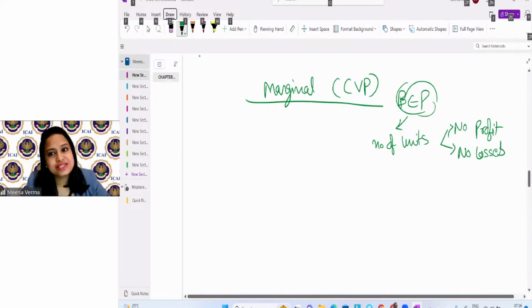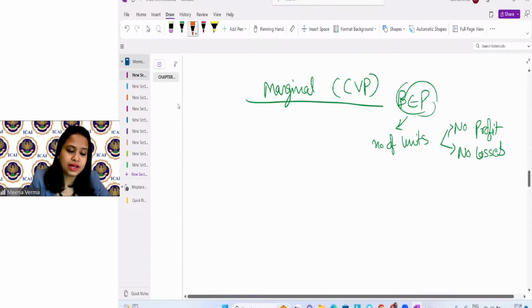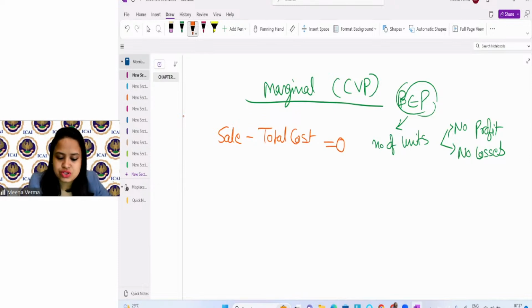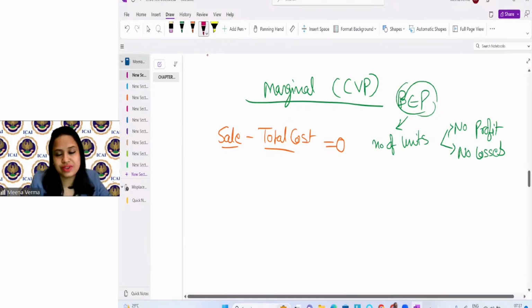Right? So your sale is enough to recover all the cost and there is no profit and there is no loss. So that means sale minus total cost of the company is zero, right? So the first concept is based on break-even point. Break-even point means no profit, no loss, and your total sale is enough to recover the total cost of the company. Now, total costs will be classified.